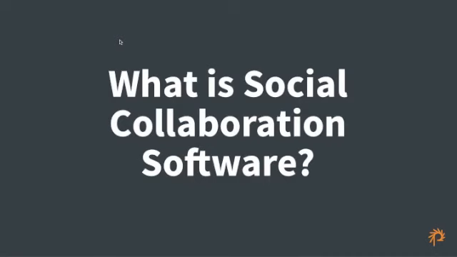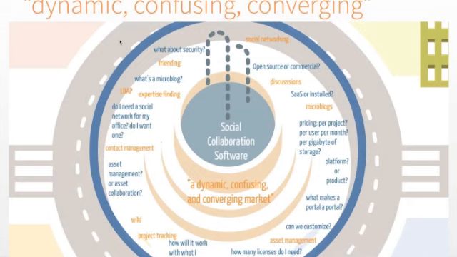So we're just going to go ahead and jump right in and talk a little bit about what is social collaboration software and what's it all about. The social collaboration software space is described as a dynamic, confusing, and converging market. There's a lot of things that go into social collaboration software. Features like social networking, discussions, microblogs, asset management, document management, project tracking, wikis, and all kinds of different elements of it. And there's a lot of questions that go on in this space.